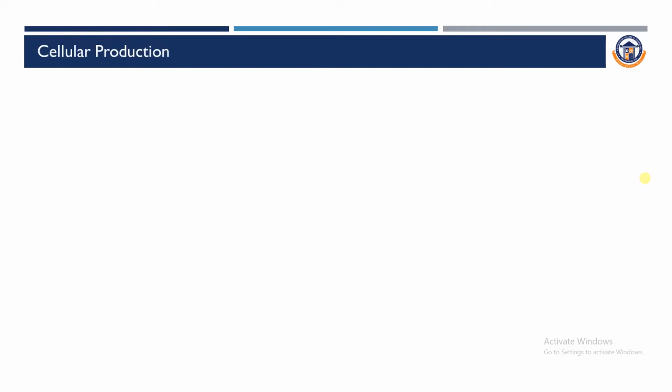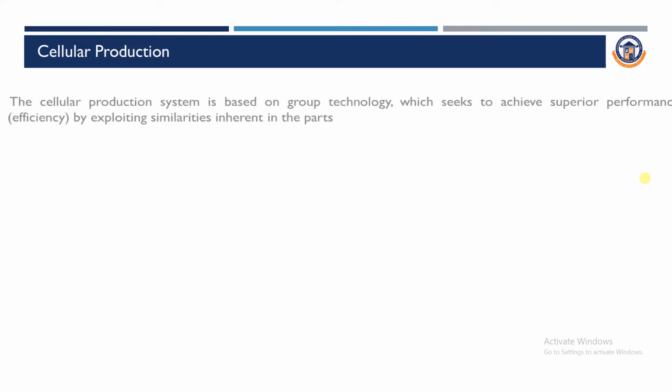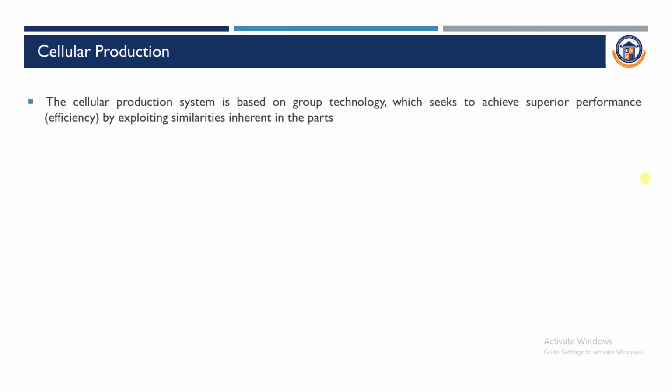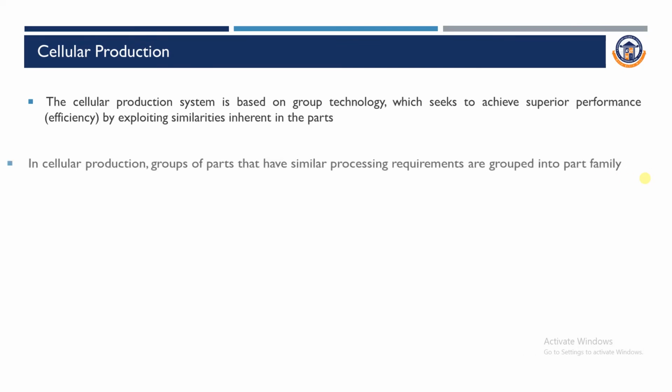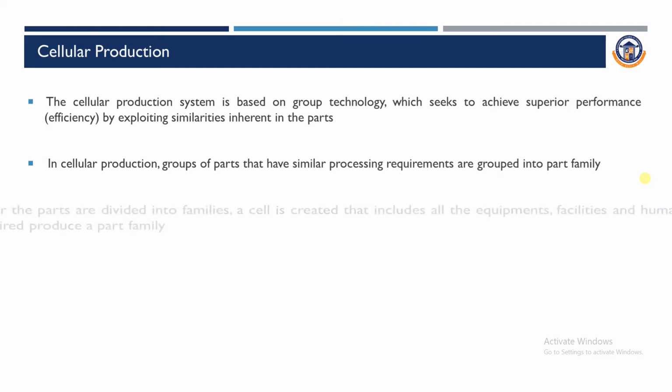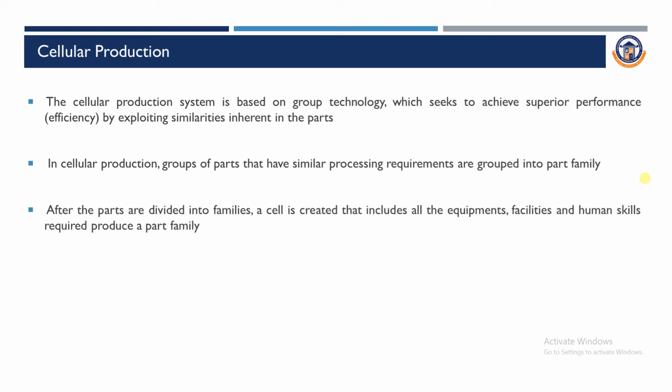So moving on to the final classification of production system, it's called cellular production. So the cellular production system is based on group technology, which seeks to achieve superior performance by exploiting similarities inherent in the parts. So in cellular production, groups of parts that have similar processing requirements are grouped into part families. So after the parts are divided into families, a cell is created that includes all the equipment, facilities and human skills required to produce a part family.